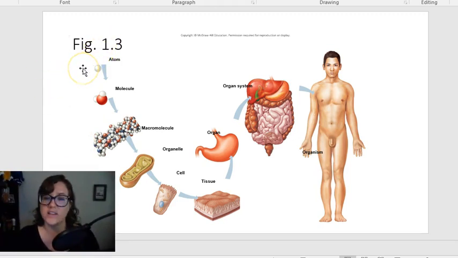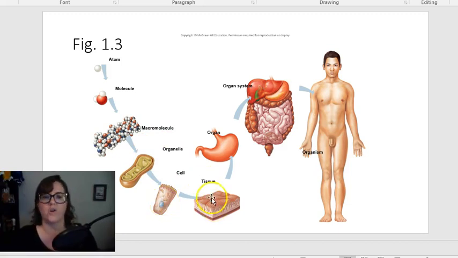So the smallest thing that we deal with in anatomy are atoms. If you have multiple atoms together, you can get a molecule. Once you have several molecules together, you have a macromolecule. Macro just means big, so that makes sense. Once you have a bunch of macromolecules working together, you could have an organelle. Once you have a bunch of organelles working together, you get a cell, okay? Specific cell types working together give you a tissue.